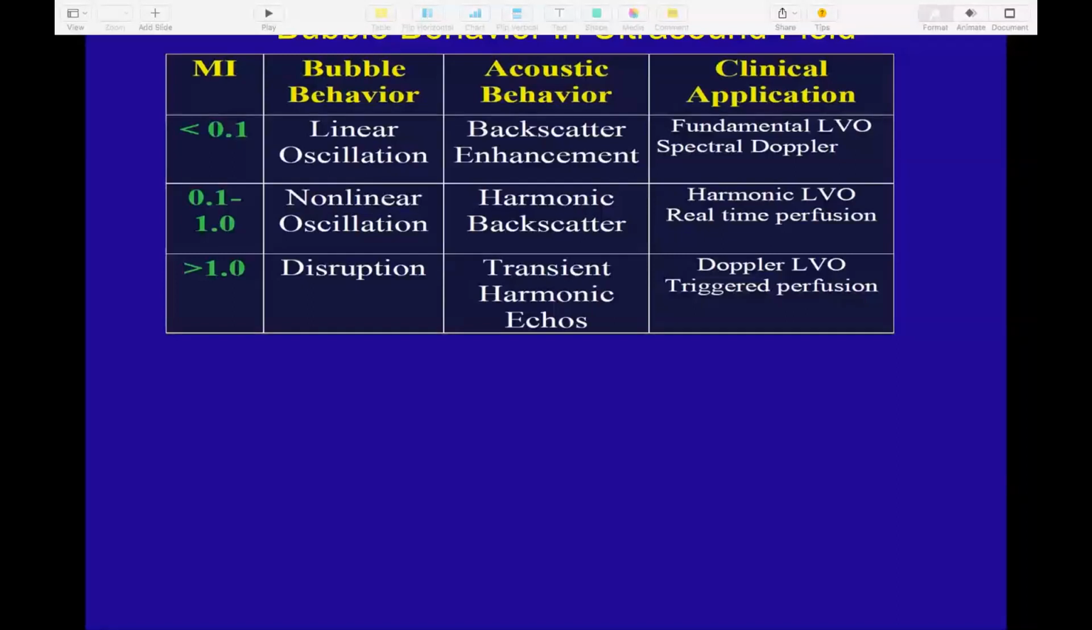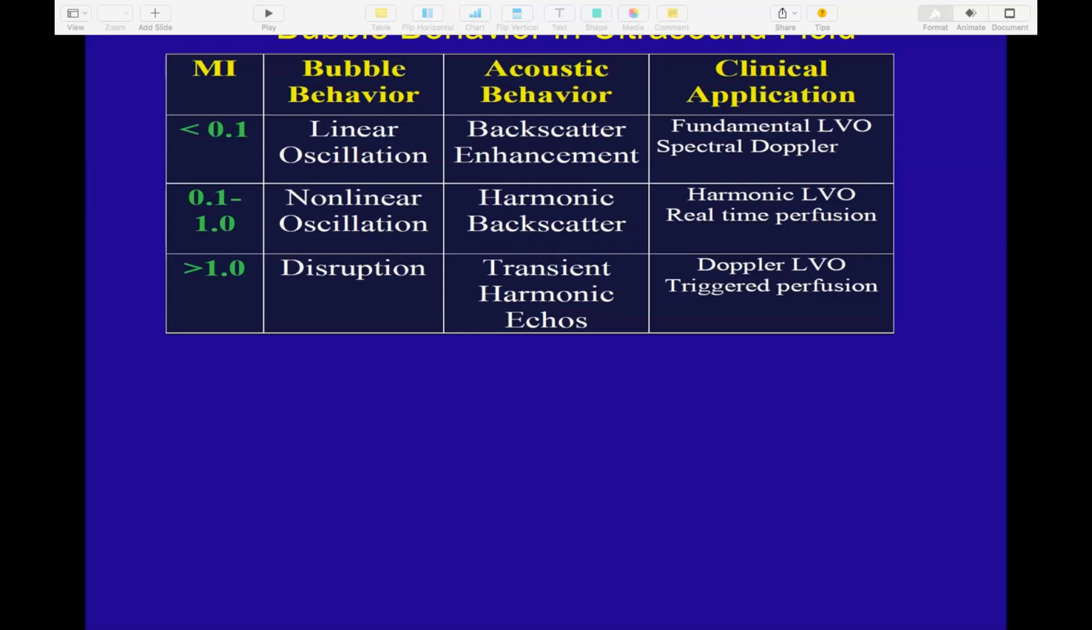So if we break down bubble behavior, acoustic behavior, and clinical application, you can see that by varying the mechanical index, you can deliver different clinical applications. So at mechanical indexes which are extremely low, you can get fundamental left ventricular opacification and spectral Doppler. And as you will see in many of the cases that I show you, most of the times when you do this, it is a low mechanical index. And remember that these are all contrast settings which are already set in modern machines. You don't need to do much at all. So you just need to hit the contrast setting where the MI is all set.